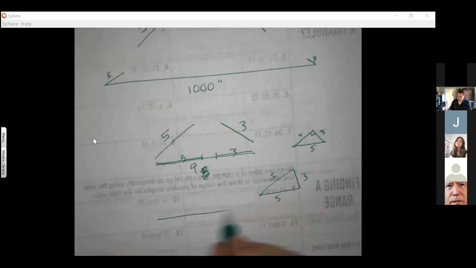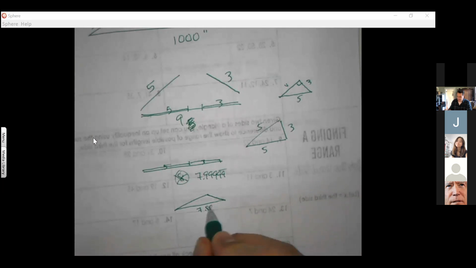Would 8 work? Yep. Would it? If this is 8, my 5 and my 3 would actually together make a straight line. They wouldn't have a chance to bend up and make a triangle, right? So this is like a critical value, but it doesn't quite work. But what if I were to say 7.9999999, whatever, repeating? Now I'd have these two things making a combined length of 8, which is too long to fit on a 7.999. So it would fit a really, really narrow obtuse triangle, but it would work.